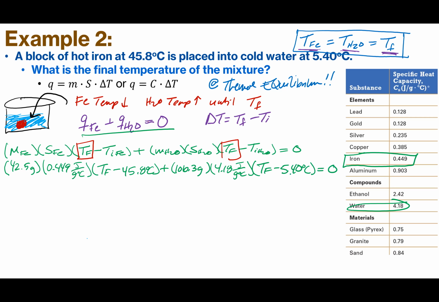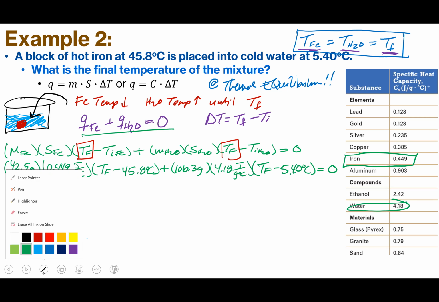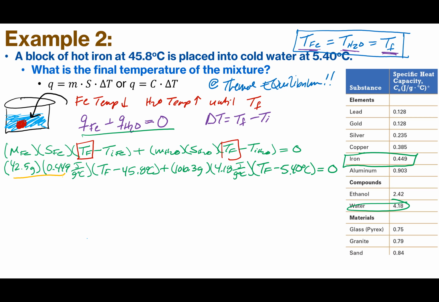There's a lot going on. We're solving for T final. In the next step, I'm going to multiply these two guys and I'm going to multiply these two guys. So 42.5 times 0.449 turns out to be 19.0825. The grams have canceled. This is just joules per Celsius. We didn't do anything here yet, so I'm just copying this down.